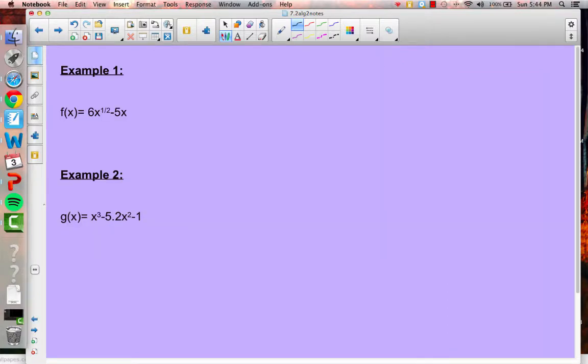Now from here, we're going to identify if something is a polynomial or not, just based on looking at the equation. So let's look at example 1. We have f of x. Remember, that's just the same thing as y. So f of x is equal to 6x to the 1/2 minus 5x.